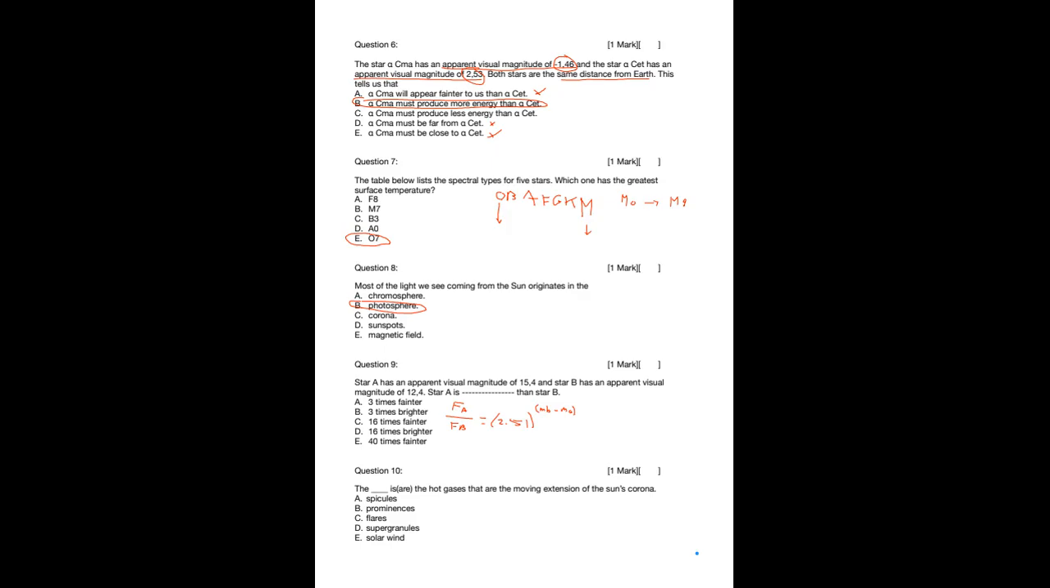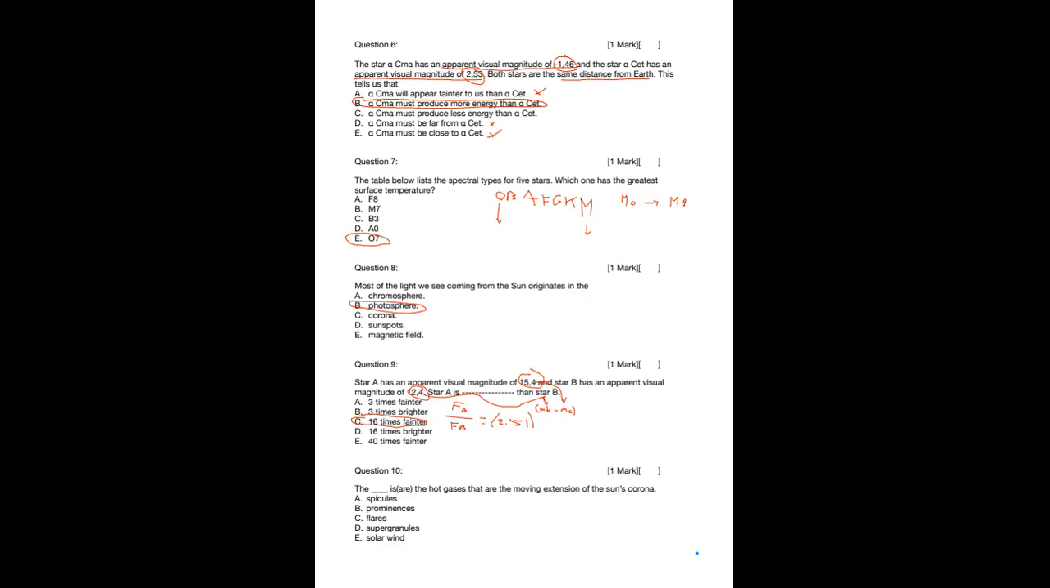So I see, yes, the correct answer is C. You guys are correct. So what you will do is star A, we plug it in here. Star B, we plug it in here. And then we do the calculation, and we'll see star A is 16 times fainter than star B. You happy with this?